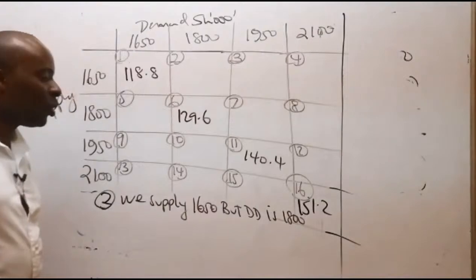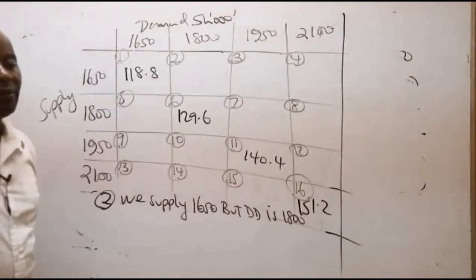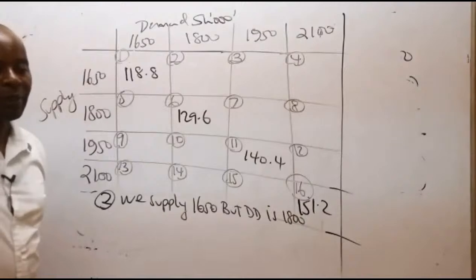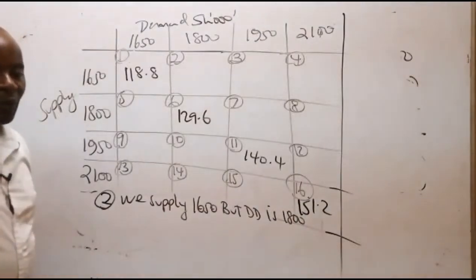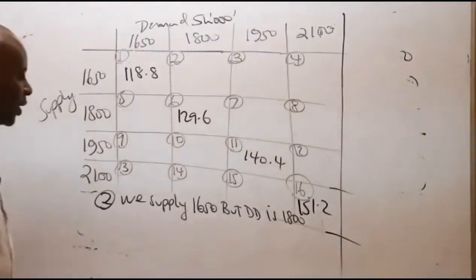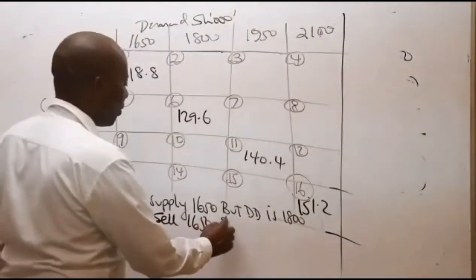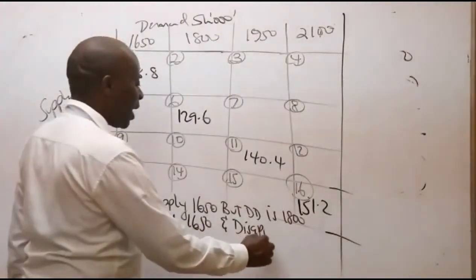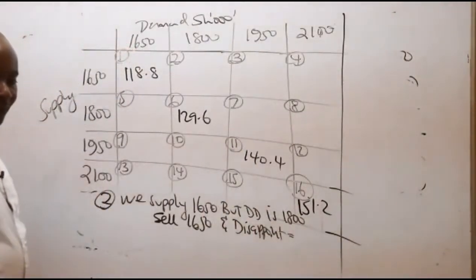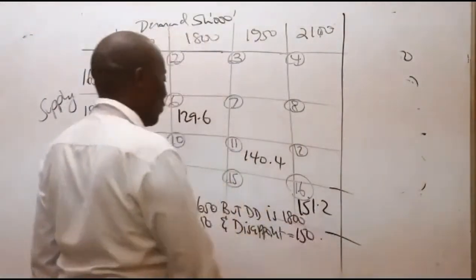There are some customers here who will go home empty-handed. I know them, I can see them. We sell what we have. I like what Lokai is telling us. We sell what we have. So we shall sell 1650 and disappoint how many? What is the difference? 1800 and 1650. Disappoint 150. Thank you very much.